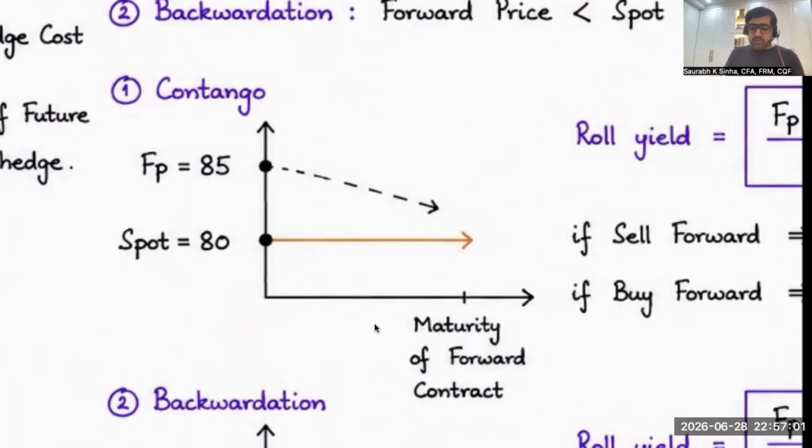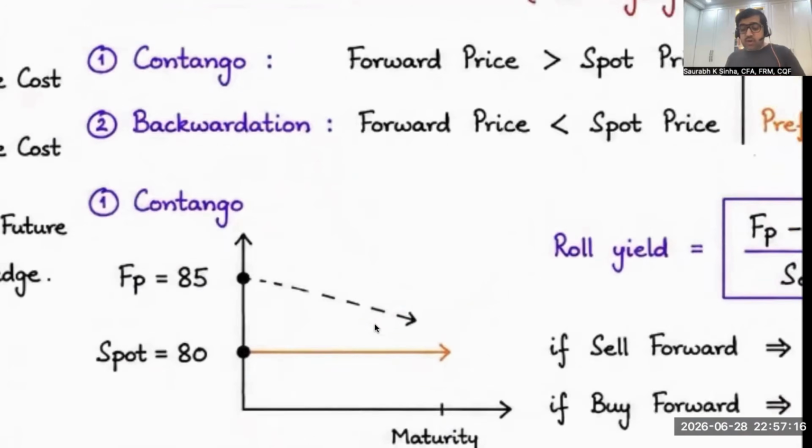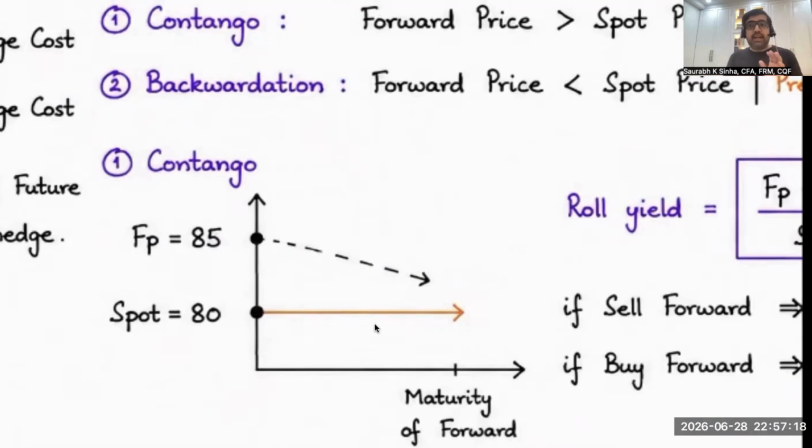What is contango? When the forward price is greater than the spot price, so the forward price is 85 and the spot price is 80. And we are assuming in the discussion of roll yield, another name for which is forward rate basis, that the spot market will remain unchanged. I know this is a stupid assumption, but we have to assume that in roll yield and the forward rate basis. That's it. The spot market is not going to change.